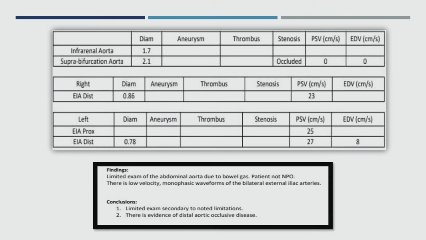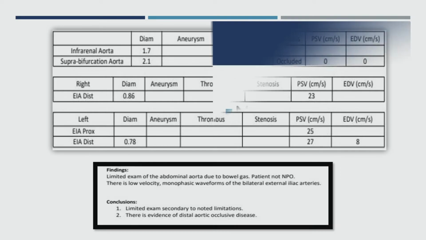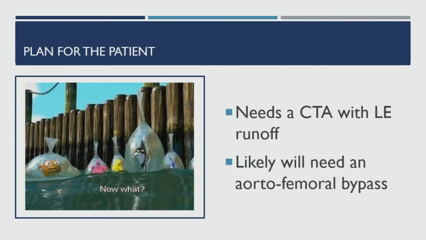Because I had an aortic bruit and decreased femoral pulses, I did an aortic complete, and of course we found a lesion right at the bifurcation and an occluded aorta. So if you get an ABI showing monophasic flow throughout, you always want to think of obstructive disease in the aorta and iliacs. This patient got a CTA with lower extremity runoff. His iliacs actually were occluded as well, but he had some collateral flow, so he's probably going to have an aortofemoral bypass.